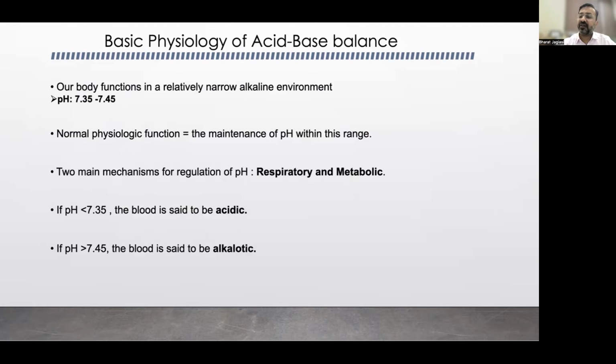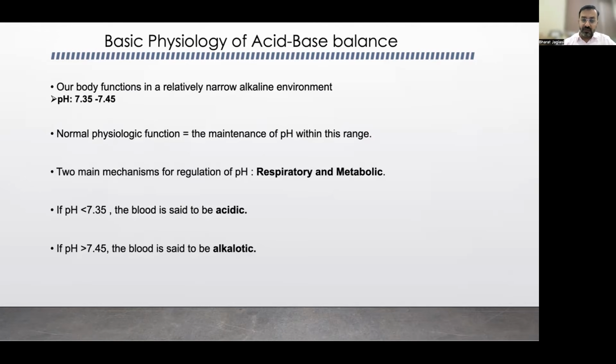And we talk of the basic physiology of acid-base balance. Our body has a literally narrow pH window that's somewhere around 7.35 to 7.45. A small deviation from this range can have profound effects on enzyme activity and cellular function. The two main defenders of this range are the lungs and the kidneys, and the two mechanisms by which they regulate the pH are respiratory and metabolic. If the pH is less than 7.35, it's said to be acidic, and if the blood pH is more than 7.45, it's said to be alkalotic.